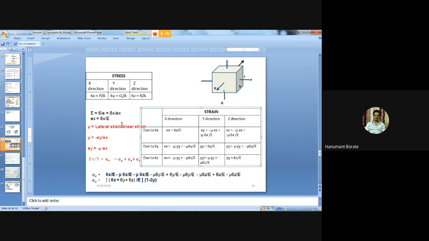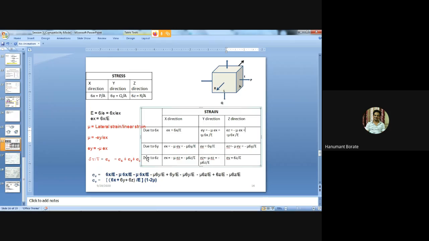Again, I am using the formula mu, that is Poisson's ratio, equal to lateral strain divided by linear strain. But in this case, linear strain equals Ey and lateral strain equals Ex and Ez, right? So just using this, mu equal to minus Ex divided by Ey, we will get the formula Ex equal to minus mu into Ey, equal to minus mu sigma y by E. And similarly for the z direction, Ez equal to minus mu Ey, equal to minus mu sigma y by E.